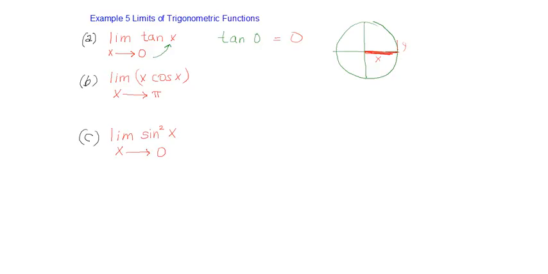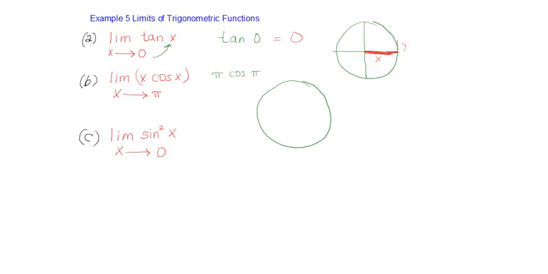And same thing, again, let's do the unit circle for b. Now we have the limit of x times cosine of x as x approaches pi. Same thing, we do a direct substitution. So we have pi cosine of pi.